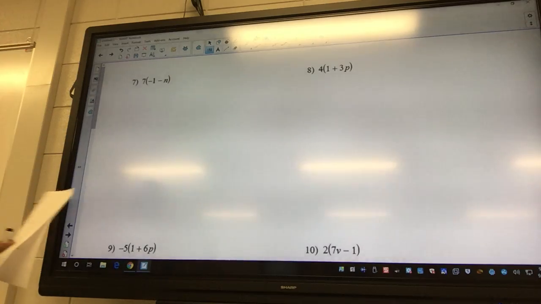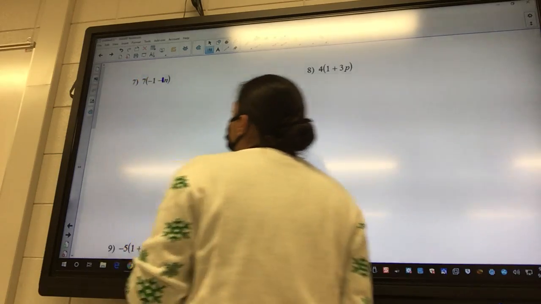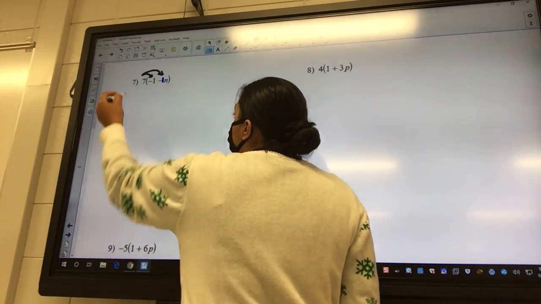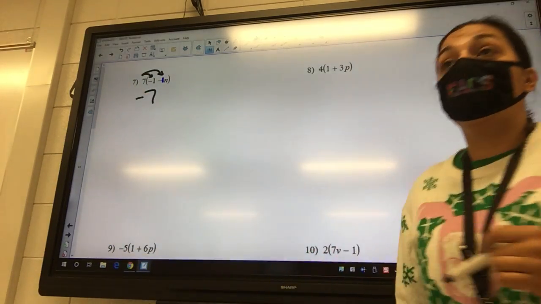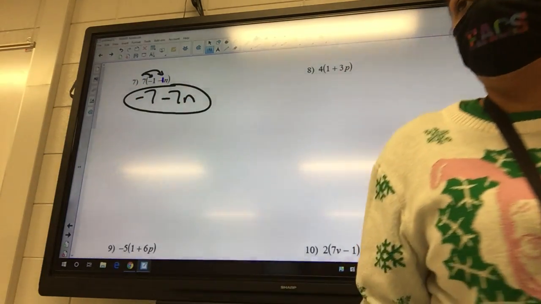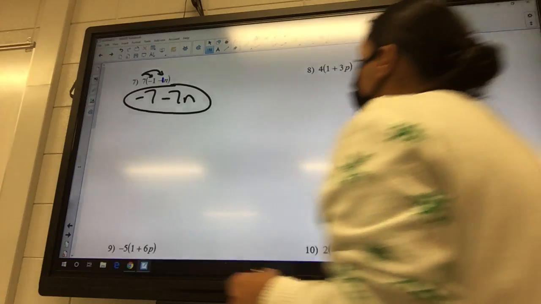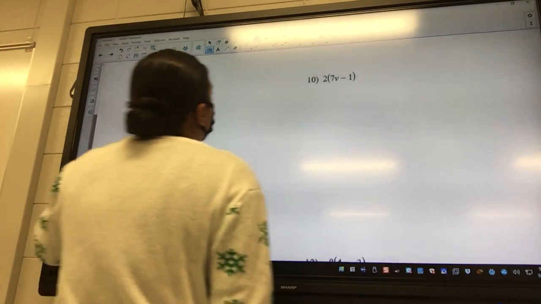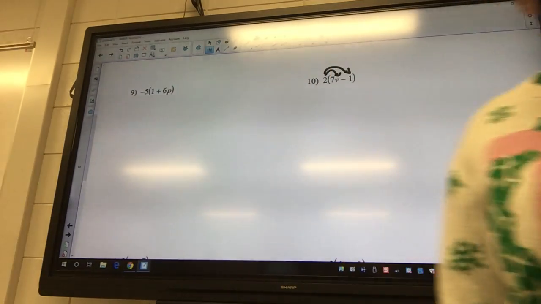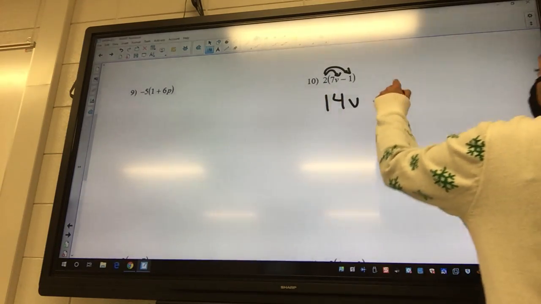Let's do 7. What number is in front of that n? There's a 1 right here. So put that little ghost 1, it will help you out. We've got to distribute. 7 times negative 1, negative 7n. Okay, 9 or 10? 10, we've got to distribute. 2 times 7b, 14b. 2 times negative 1, negative 2.